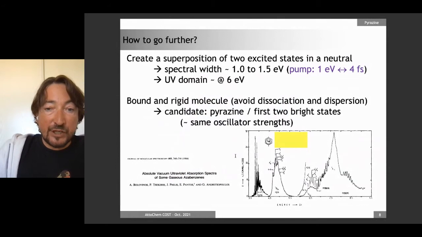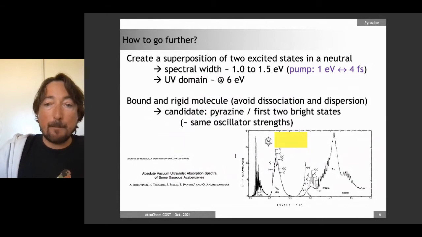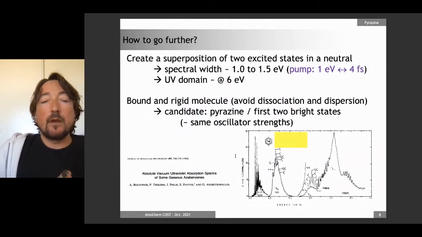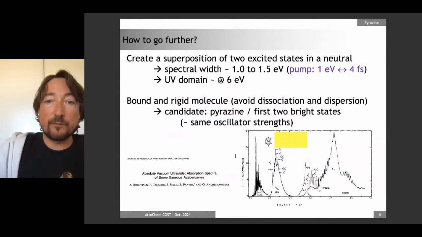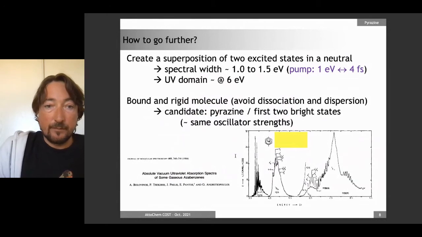So we looked for rigid molecules with valence excited states that could be coherently populated with a pulse that could be achieved experimentally. So we looked for a molecule for which we could have two states with similar oscillator strength within a bandwidth of about 1 to 1.5 eV, so as to consider pump pulses with characteristic times of a few femtoseconds, and states located around, say, 6 eV, so typical UV for an organic molecule. And we found pyrazine as a good candidate because it exhibits two states around 6 eV.